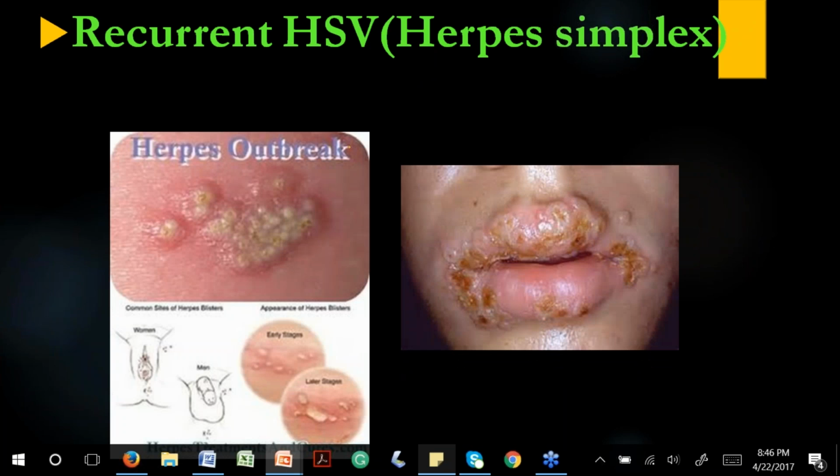So we have the herpes simplex, that is the herpes type 1. And you see here we have the outbreaks. That is the varicella, this is the oral herpes. And here we have the genitalia. So there are different types of herpes, and herpes is one that we are going to use antivirals for.